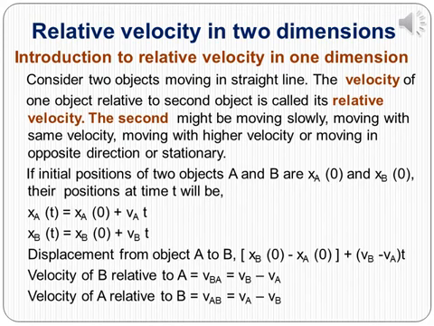These are in the form of the relative velocities. We can write them as: velocity of B with respect to A, or relative to A, is VBA, equal to VB minus VA, and velocity of A relative to B is VAB, equal to VA minus VB.